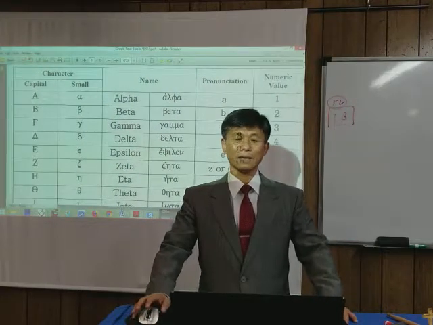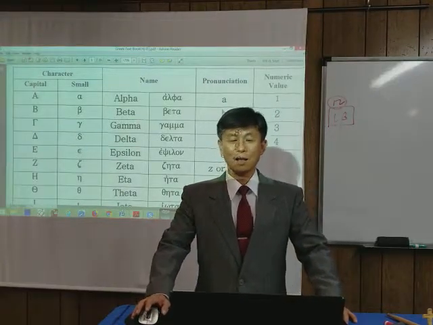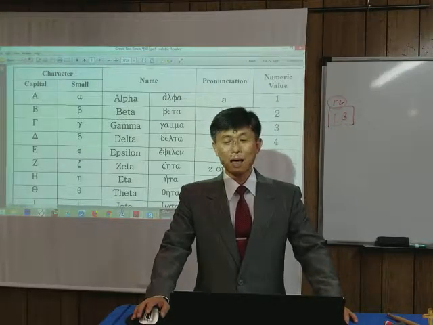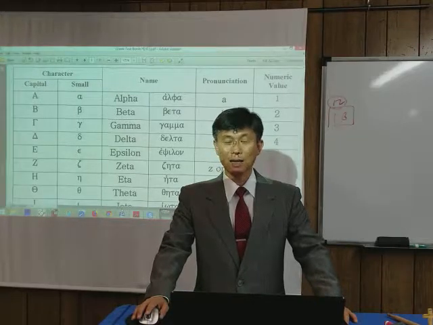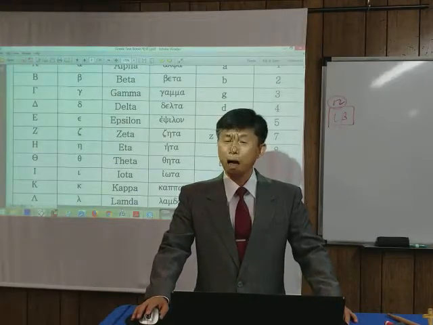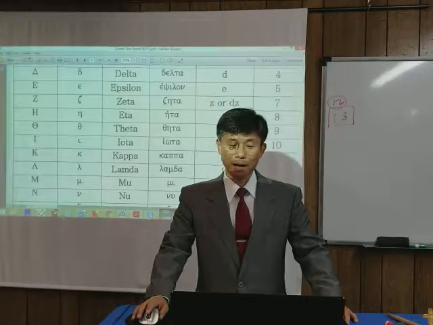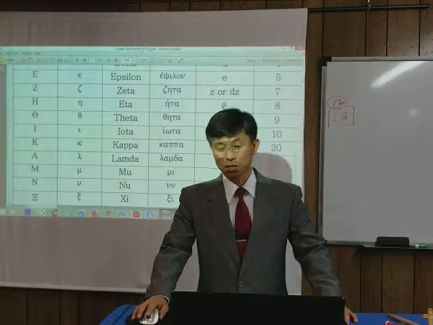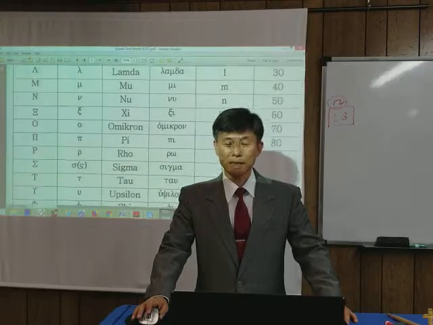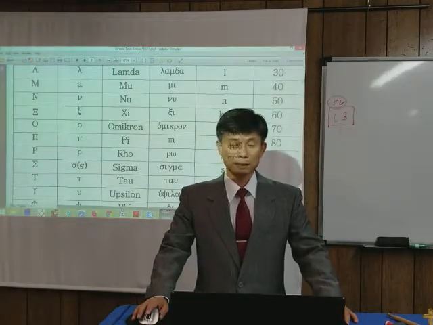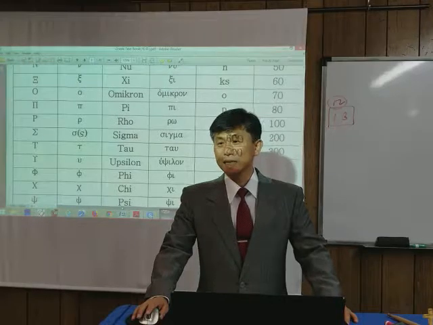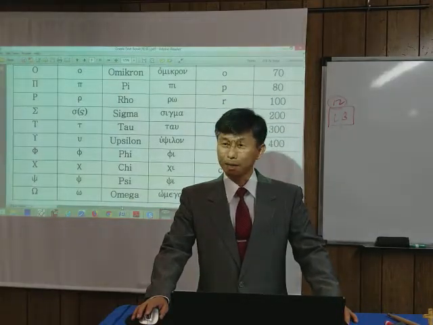So let's practice one more time before we move to the alphabet song. Just a quick look again. The first one, alpha, beta, gamma, delta, epsilon, zeta, eta, theta, iota, kappa, lambda, mu, nu, xi, omicron, pi, rho, sigma, tau, upsilon, phi, chi, psi, omega.